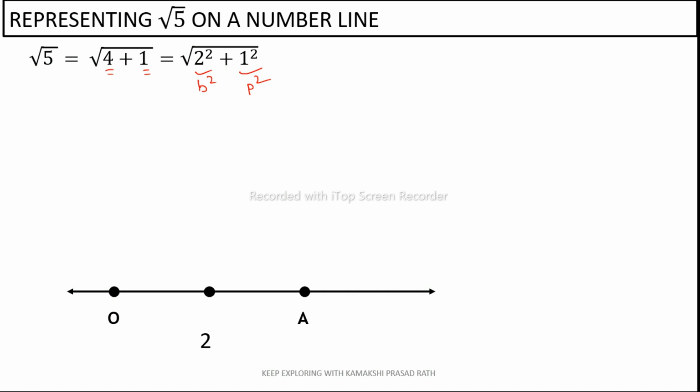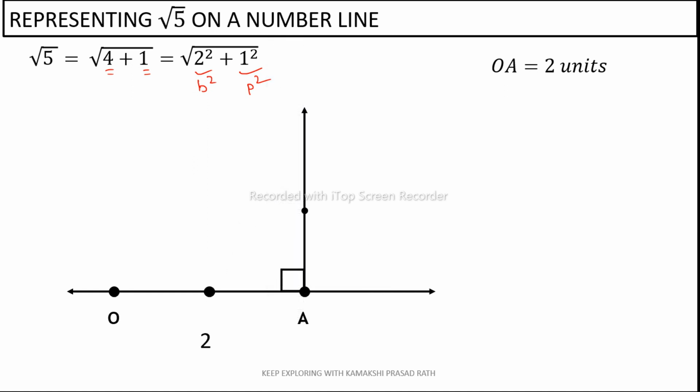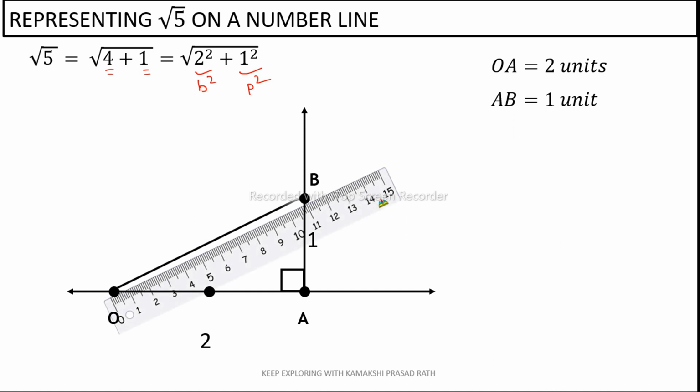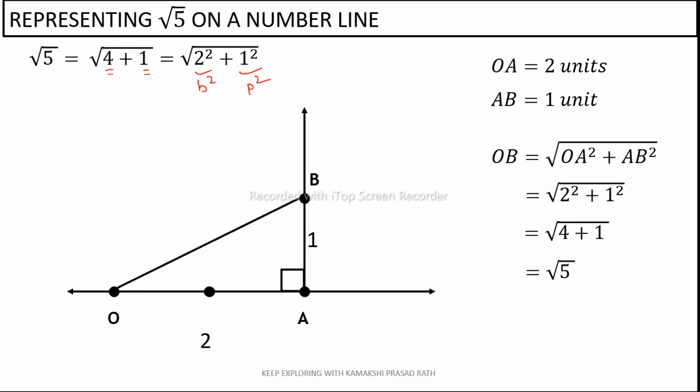So the base is ready. Now we need the perpendicular. So from the point A, we will draw a perpendicular line and mark 1 unit using a pair of compasses. So you take the same unit, same radius, and mark a point B. So here we say that AB is of 1 unit. Now according to the Pythagoras property, when we join, the hypotenuse will surely be the square root of OA square plus AB square. So we get root over 5. So OB, the hypotenuse, is root 5.